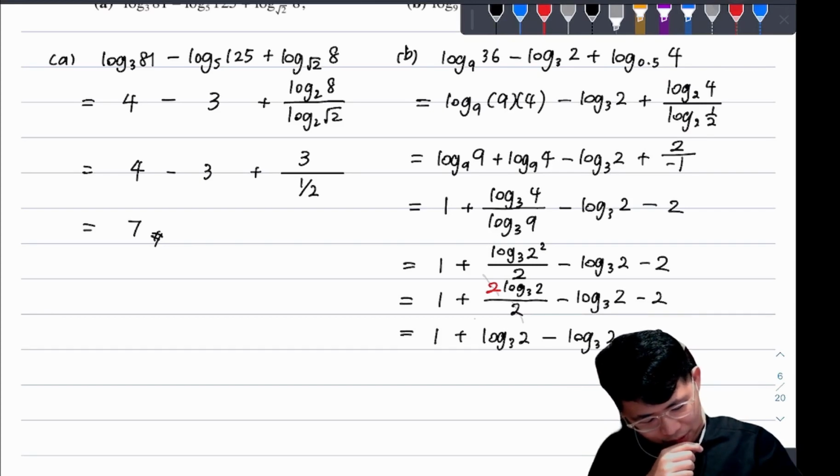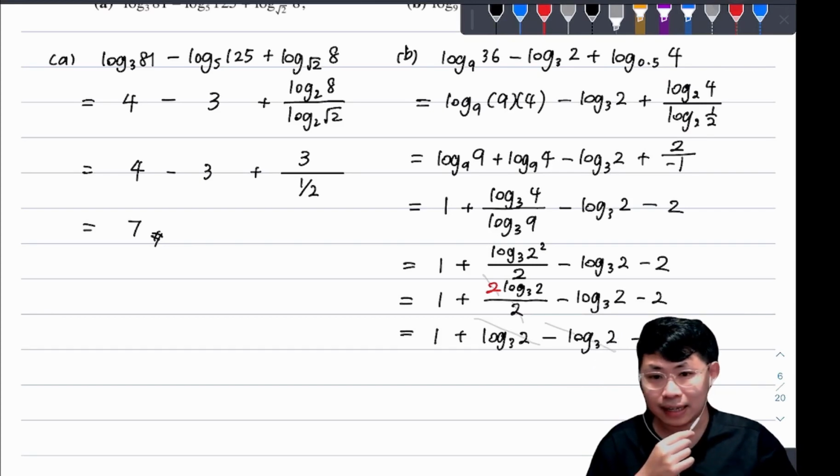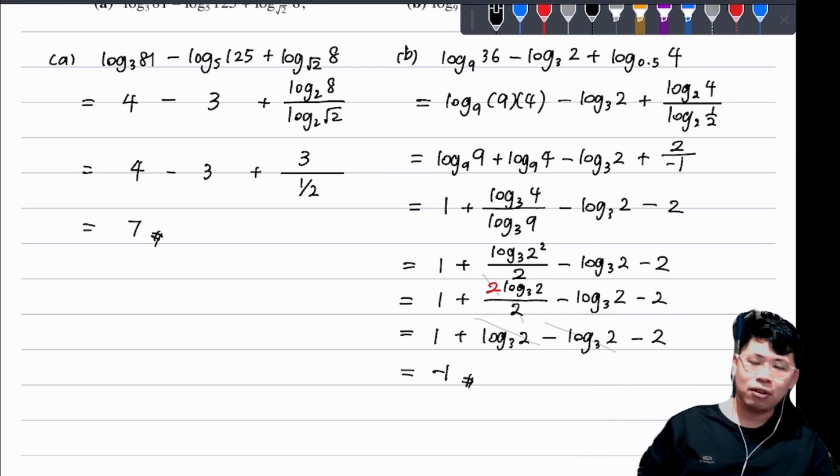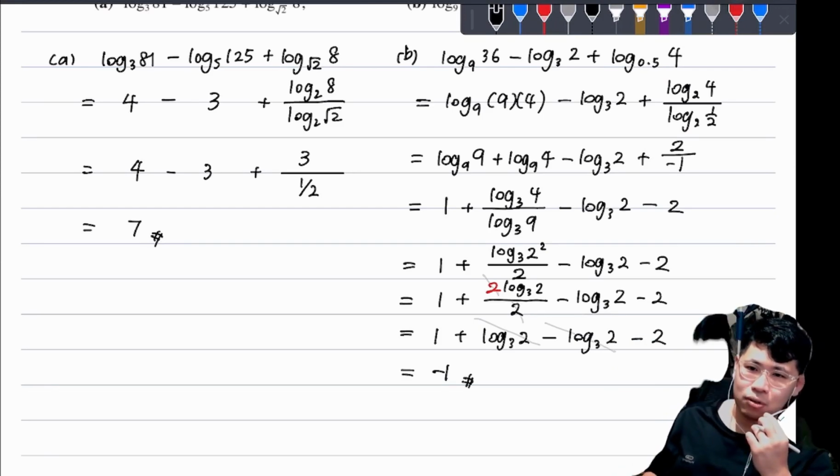Then last but not least, these two, because of the plus and minus, I can cancel them off again. And then 1 minus 2 would be negative 1. So negative 1 would be my final answer for this question B.